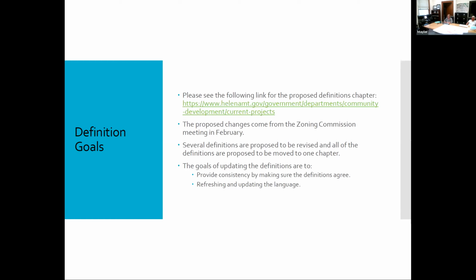The goals of updating the definitions are to provide consistency by making sure that the definitions agree, which will be easier if they're in one location, and also to refresh and update the language in the definitions to make sure that they are current and clear. Next slide, please.